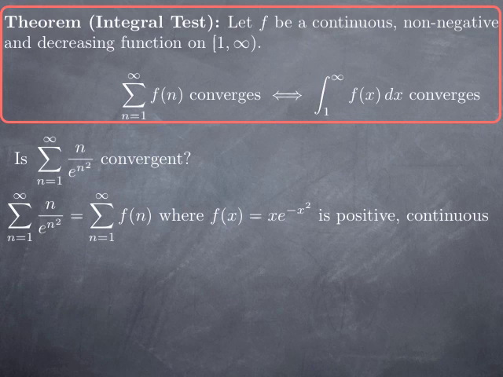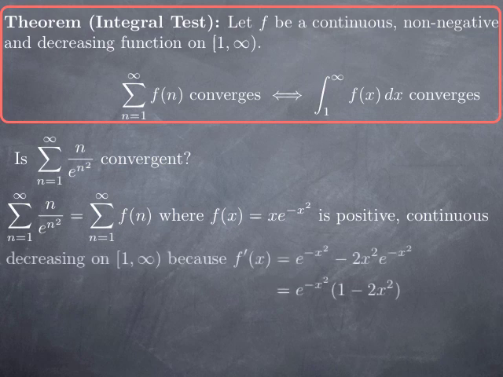Because of course when I divide by e to the n squared, it's the same as multiplying by e to the negative n squared. And this is clearly a positive and continuous function if we restrict ourselves to positive x. It is also decreasing, at least on the interval 1 to infinity, and we can easily check that by looking at the derivative. Here I have a product, so I can use the product rule.